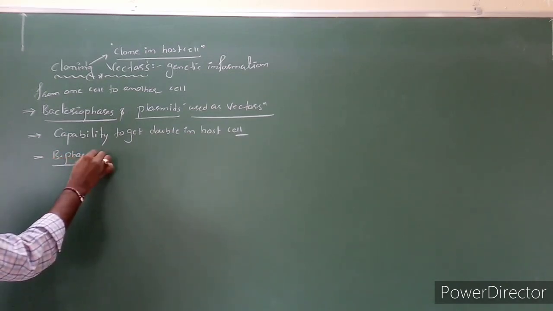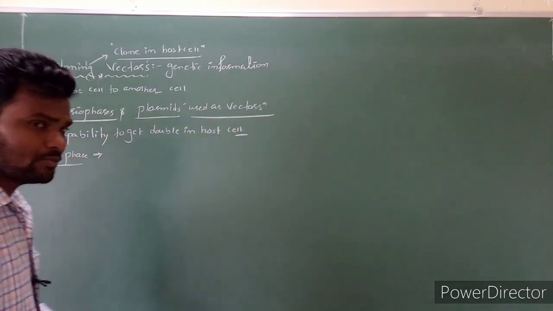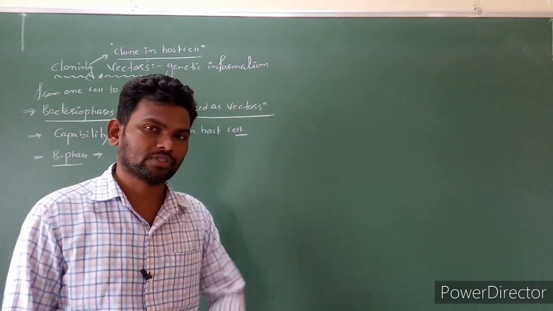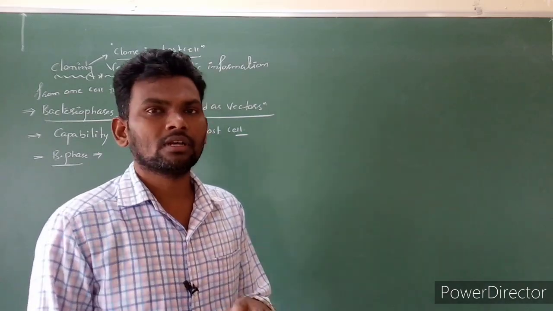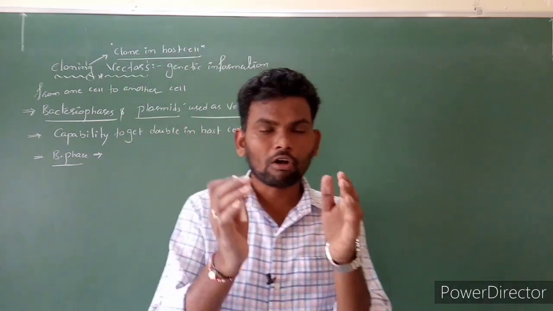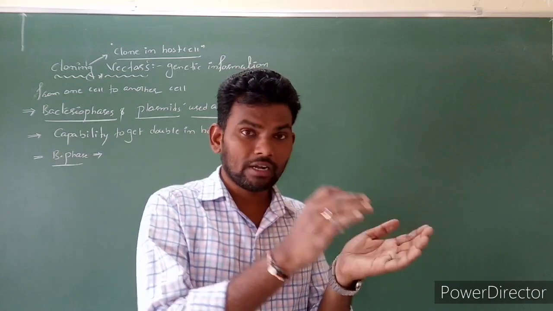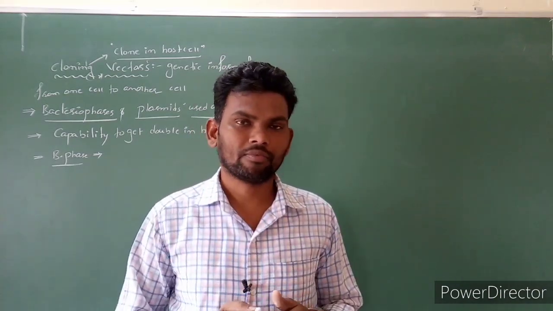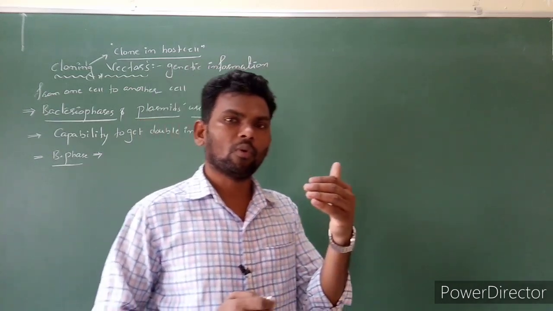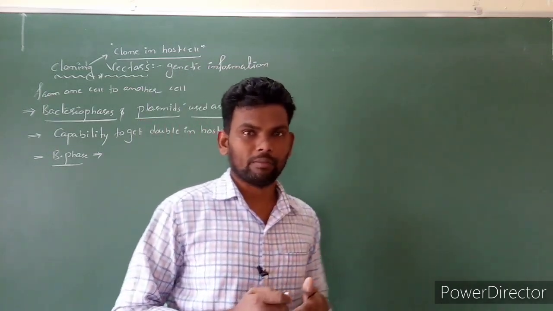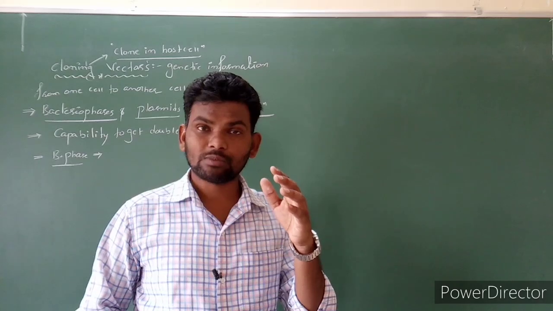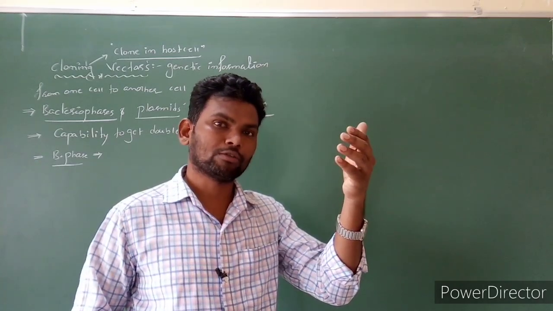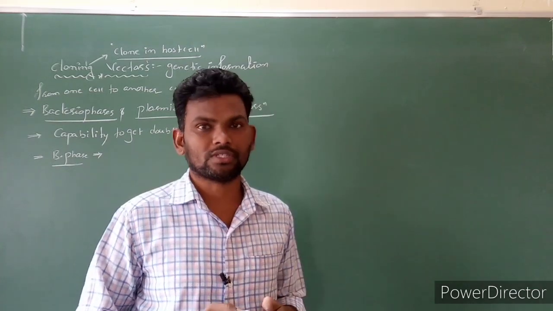Bacteriophage can produce a high copy number in the host cell, and plasmids can also produce copies. Copy number means how many times the information is doubled. Plasmids may have one or two copies, and some plasmids have the capacity to produce more than 100 copies in the host cell.